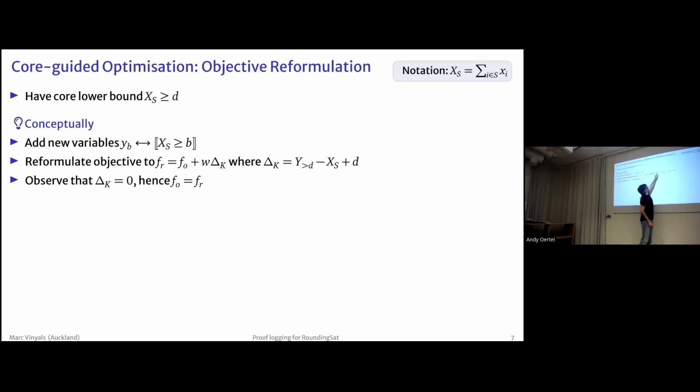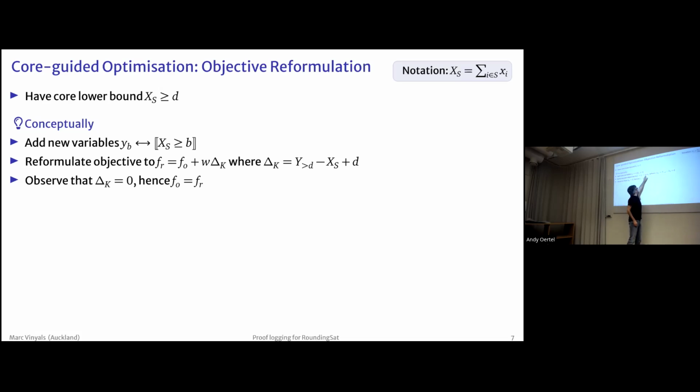Right, and this expression delta k, if we think about it, it's always zero. If the true value of the core is d plus 3, then there's going to be 3 variables: the variable saying it's greater than d plus 1, the variable saying it's greater than d plus 2, greater than d plus 3. So all these 3 are going to be 1, and then this whole expression is going to be 0. So if we take our objective and add 0 to it, we stay with the same objective. That's something we can do.